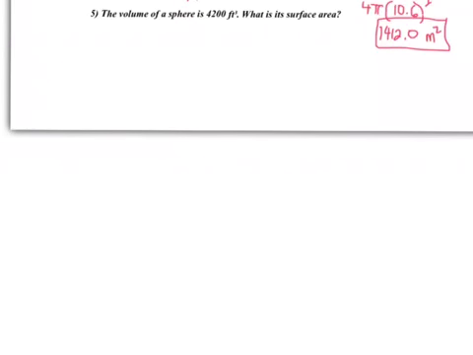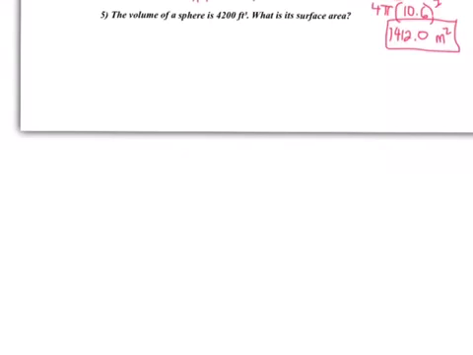Doing one more problem that's like that. The volume of the sphere is 4,200 cubic feet. What's its surface area? Okay, so I need to work backwards to find the radius. Once I have the radius, I can calculate the surface area. So volume equals 4/3 pi r cubed. Okay, so the volume of the sphere here is 4,200.